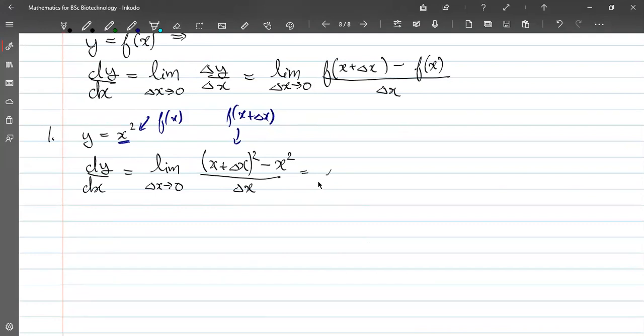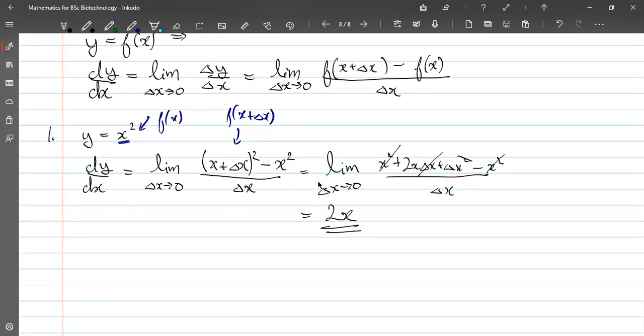Yeah, so this is what we did before. Just to write it quickly, what we get here is x square plus 2x delta x plus delta x square minus x square divided by delta x. Then we cancel these, and then we cancel these, and we're finally left with 2x.